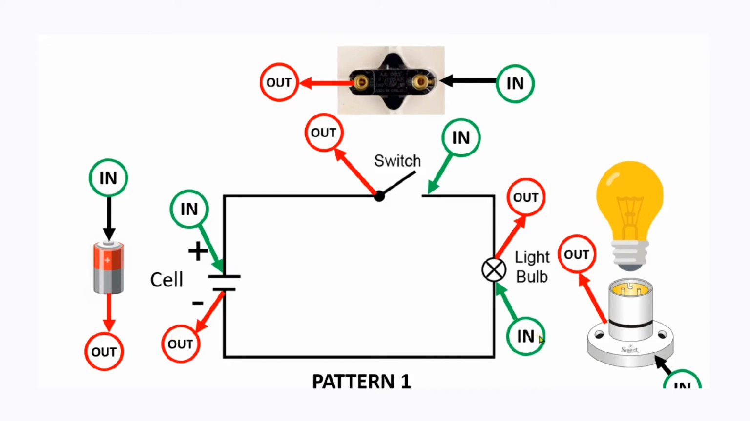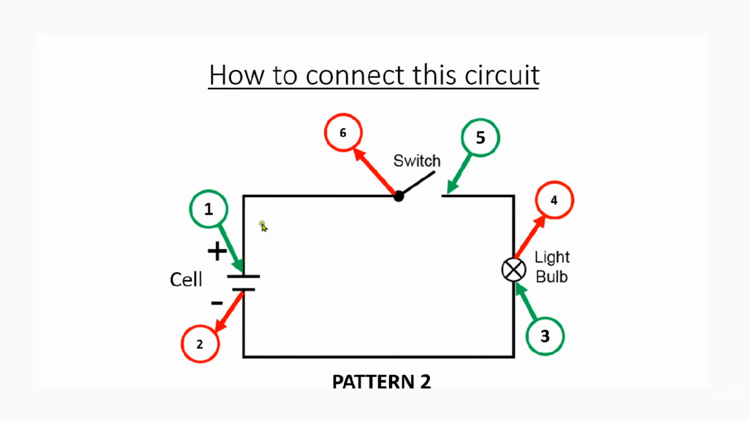Coming into the light bulb, we have a conductor that comes in and a conductor that goes out. And coming into our switch, we have a conductor that comes in and a conductor that goes out. It's very important for you to learn how to label your circuit diagram exactly like how I have done mine. Make sure that you identify each component, and in each component there's a conductor that comes in and there's a conductor that goes out.